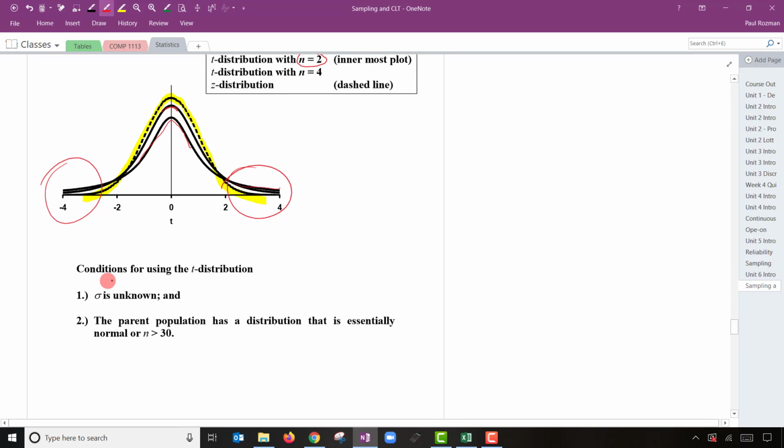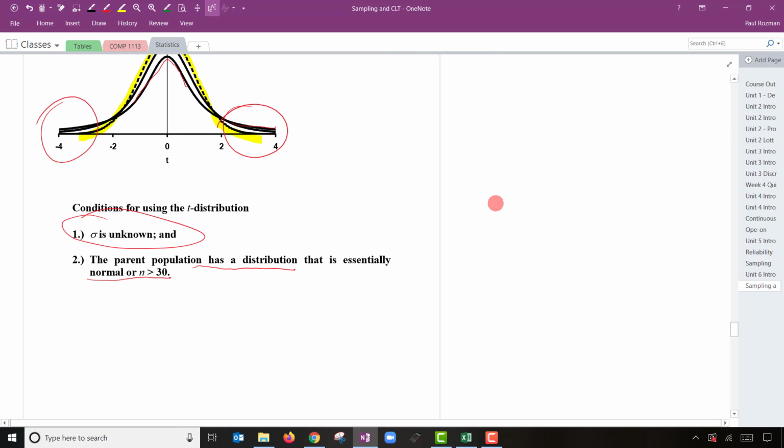We're going to use this t-distribution if we don't know sigma. And then in order to use it, we'll have to check some other things. We either need the population to be normal, or we need to have large enough samples. So if n is greater than 30, we're good to go use our t-distribution. If n is less than 30, though, then we have to have a population that's normal to begin with. Which means there's one case we don't know how to do.